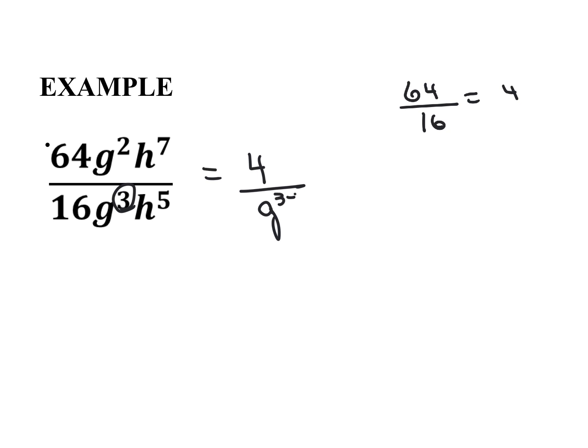I'm going to subtract the exponents, 3 minus 2. Largest degree of h is on top, so h is going to end up on top, and I subtract 7 minus 5. I then simplify. That's going to give me on the h, 7 minus 5 is 2. On the g, 3 minus 2 is 1. So my answer is going to be 4h to the second over g to the first power.